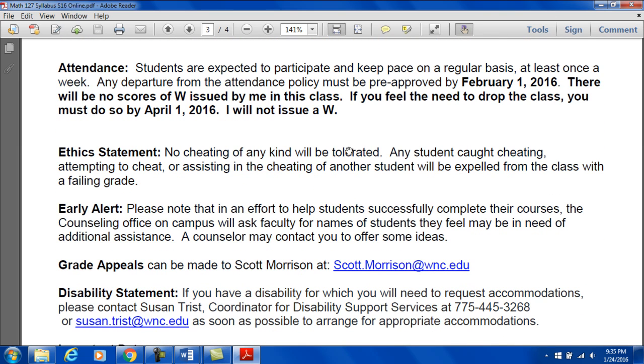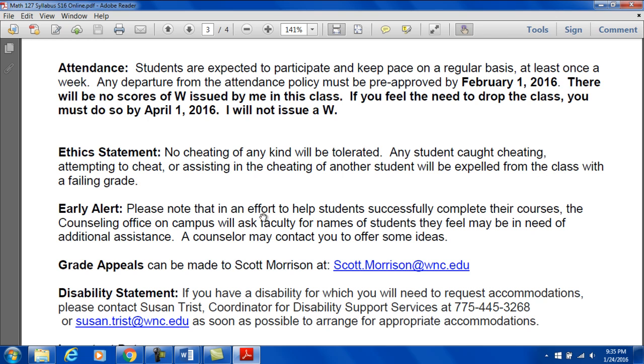Ethics. No cheating of any kind will be tolerated. So if I suspect on your test that you cheated, like if yours looks exactly like someone else's, the same correct and incorrect, you've got a problem. Any student caught cheating, attempting to cheat, or assisting in the cheating of another student will be expelled from the class with a failing grade.